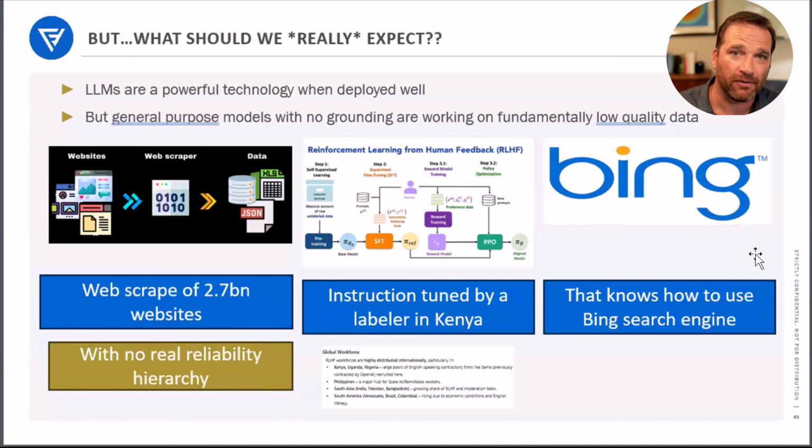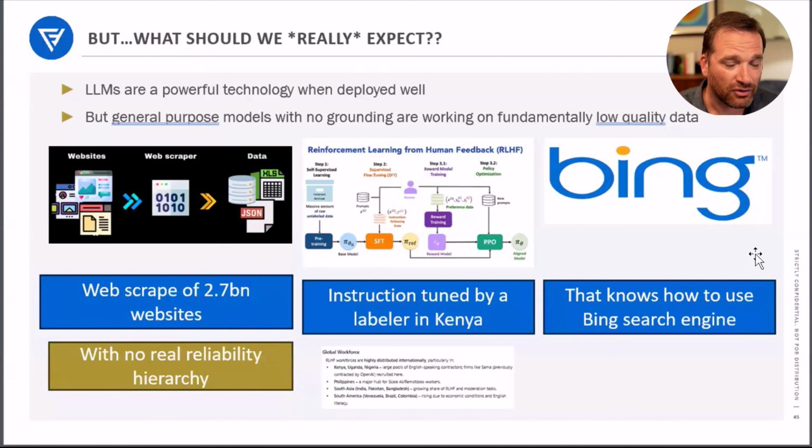LLMs are obviously a powerful technology when deployed well, but a general purpose model with no grounding is effectively a web scrape of 2.7 billion websites with no real reliability hierarchy on those websites. It's trained on human feedback from labelers in Kenya, the Philippines and South Asia, and no shade to the labelers, who are doing hard work there, but they probably don't have the institutional understanding of the sort of workflows that we're doing.